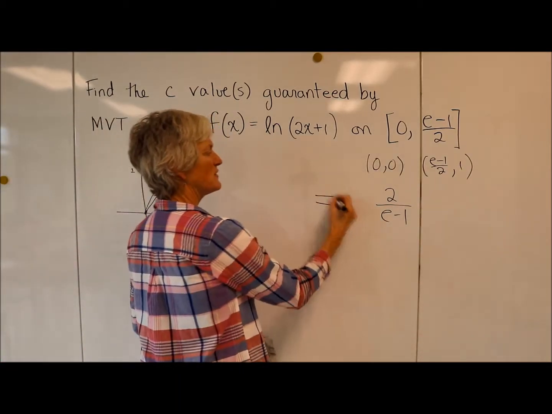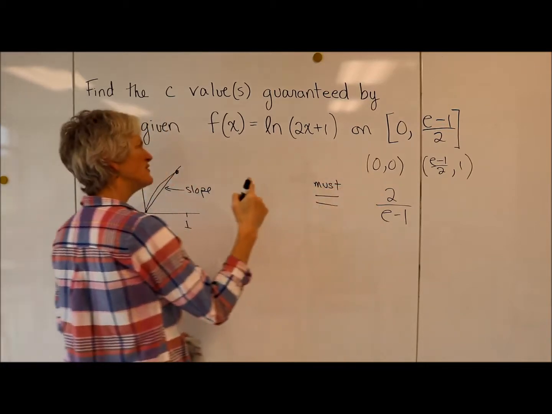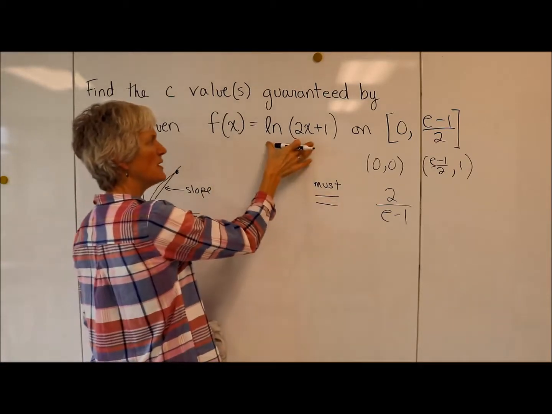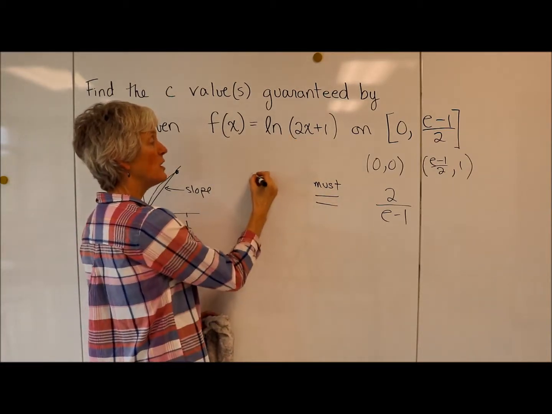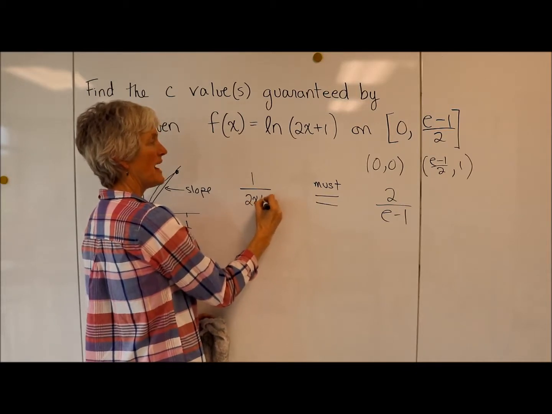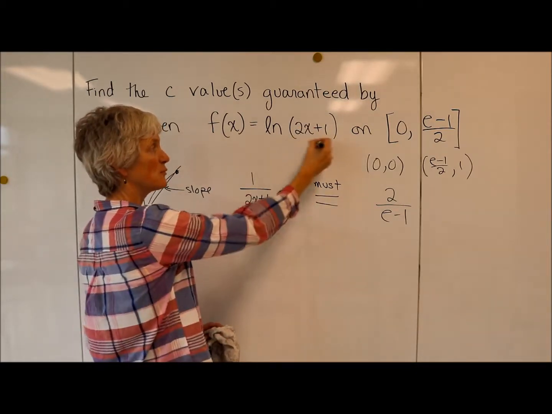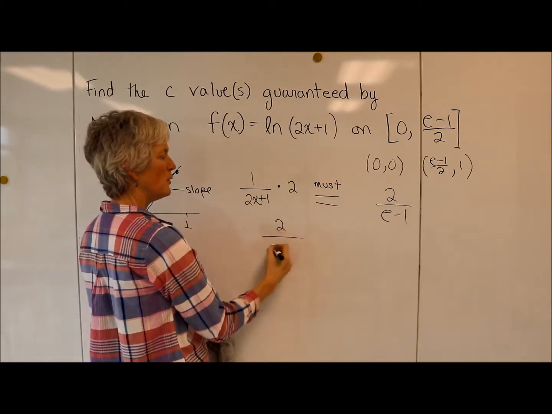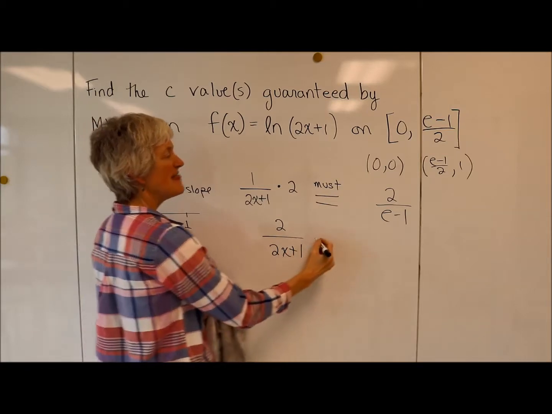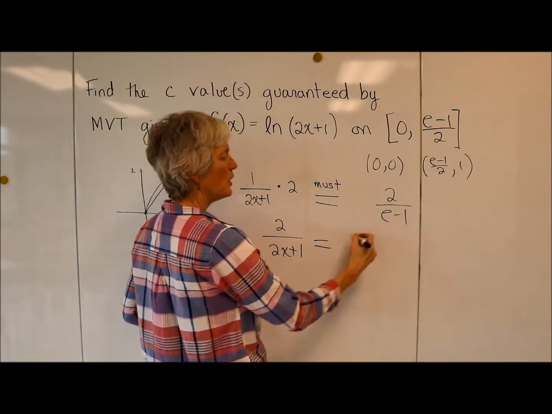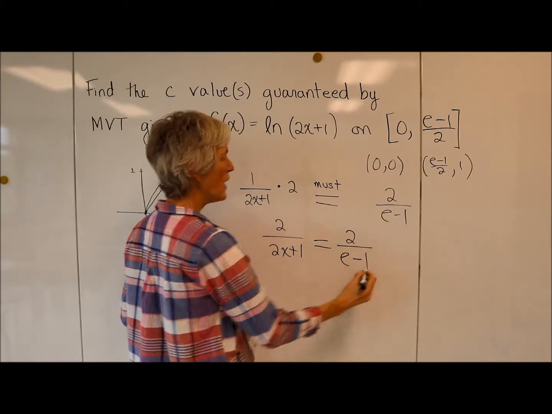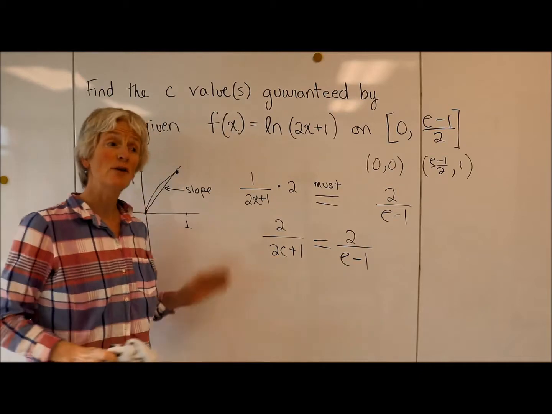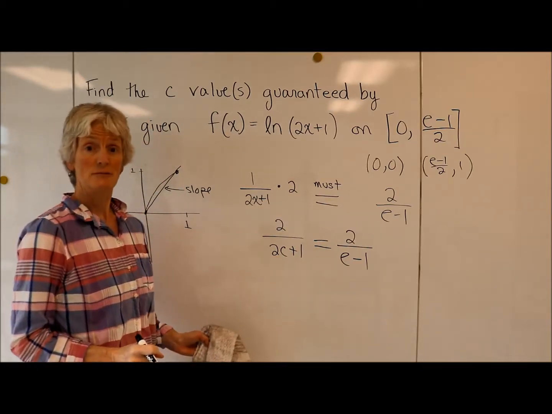So that must be equal to the derivative of this at at least one x value. So let's take the derivative of this. The derivative of natural log is 1 over that thing, chain rule, times the derivative of the inside, which is 2. So I have 2 over 2x plus 1 as the derivative. That must equal the slope for at least one c value. And I'm even going to put a c in there, so I know I'm looking for a specific c value, right?